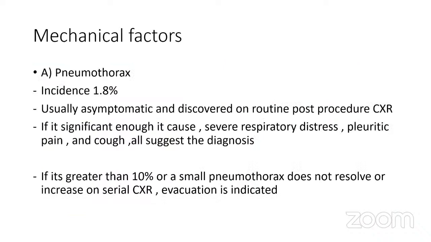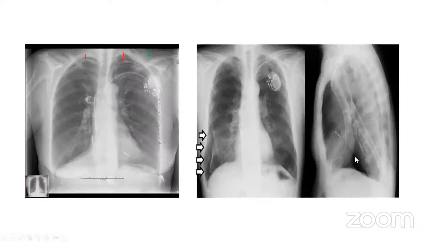Moving on, the first one is pneumothorax, with an incidence of 1.8%, and usually most patients are asymptomatic and it is discovered accidentally on the routine post-op chest X-ray. If it's significant enough, it can cause severe respiratory distress, pleuritic pain, and cough, and all of these suggest the diagnosis. For management, if it's greater than 10%, or a small pneumothorax that does not resolve or increases in size on serial X-rays, evacuation is indicated. As we can see here in the patient post-pacemaker implantation who developed pneumothorax, as we can see in both pictures.